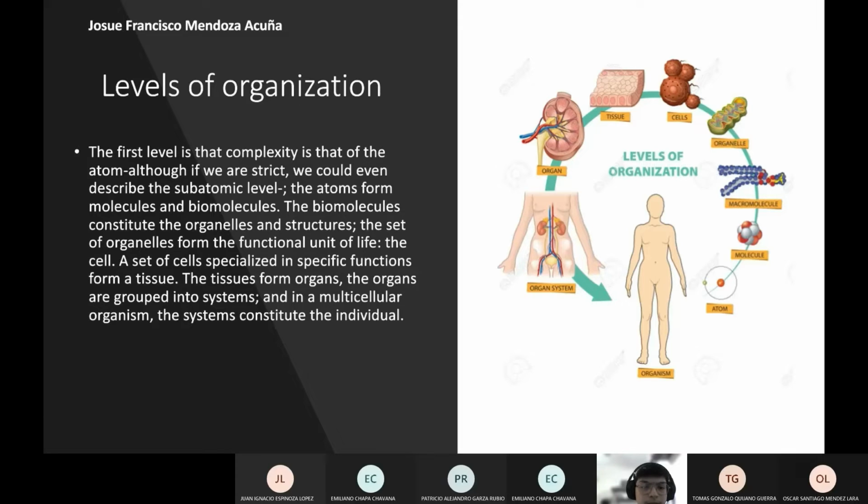A set of cells specialized in specific functions form a tissue. The tissues form organs. The organs are grouped into systems, and in a multicellular organism, the system constitutes the individual.